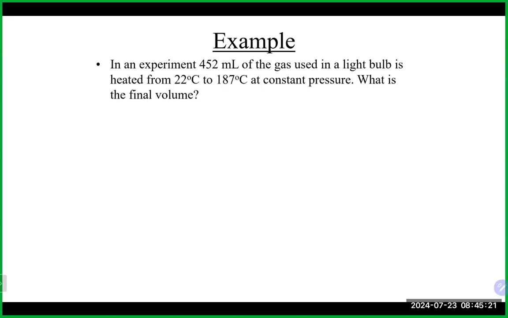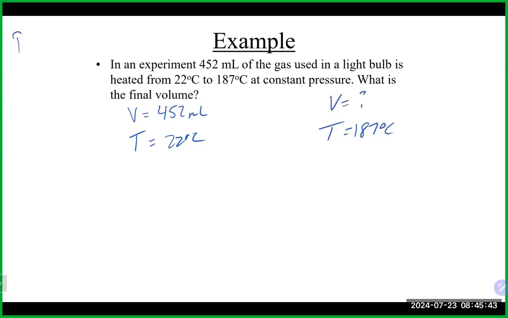Okay, let's take a look. Once again, as we talked about last time as well, a really good approach when you're doing gas law problems is just to pull out the information. So we have a volume that's 452 milliliters, which goes with a temperature that's 22 degrees Celsius. We have another temperature that's 187, and we are looking for a volume.